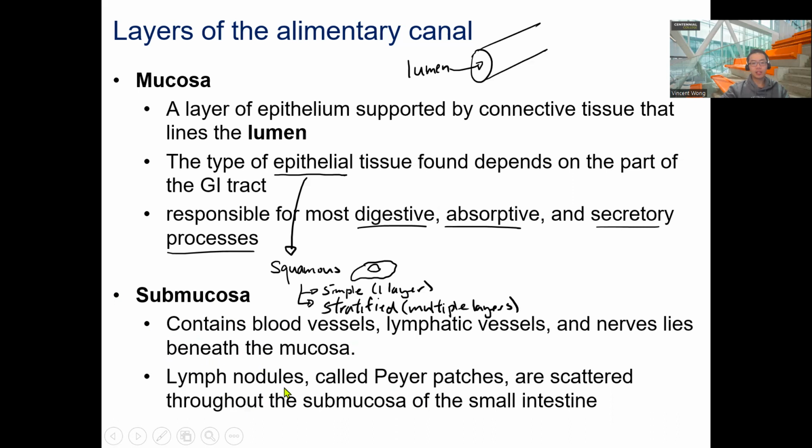There are special clusters of lymph nodes that you will find in the intestine. They are called Peyer's patches. Once again, they are there for immune surveillance.